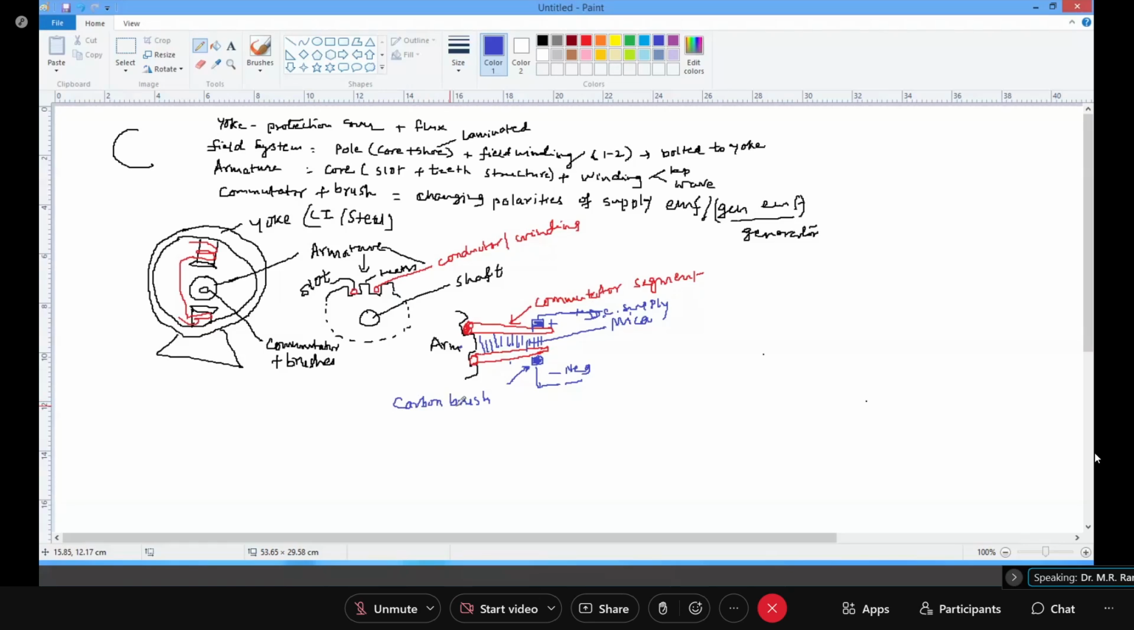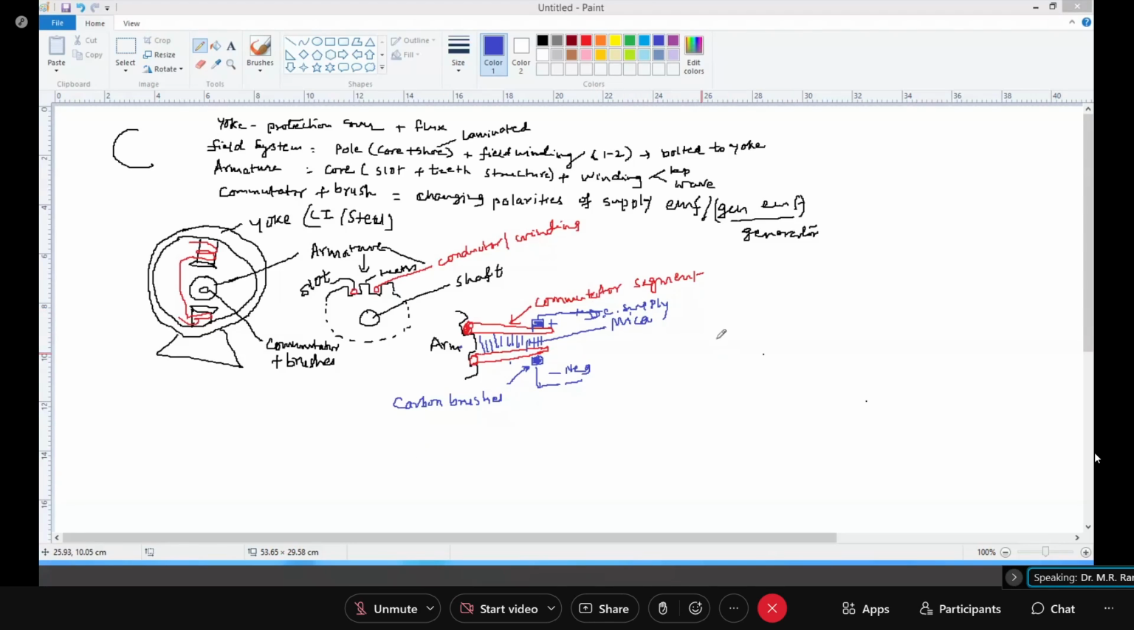We are normally using carbon brushes for some reasons: they are softer than the copper, and it is easy to replace them. Instead of the commutator, if a brush gets damaged, it is easy to remove. That is the reason. Clear? So that's why these brushes are there.